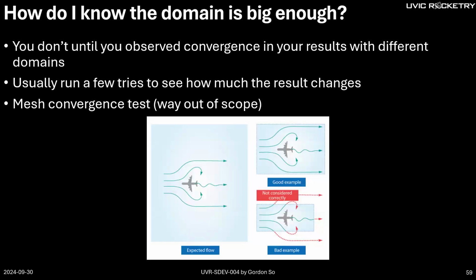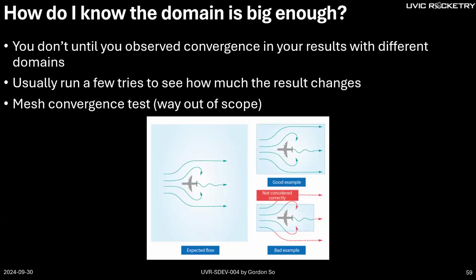The expected flow would be, like, a big boundary and then nothing affected. And then a good domain would be, of course, capturing everything that is happening, including the far field, because that is not affected. However, if your domain is too small, you can see you're not capturing everything, and it will induce error because that's a mismatch between your boundary condition and the actual flow.